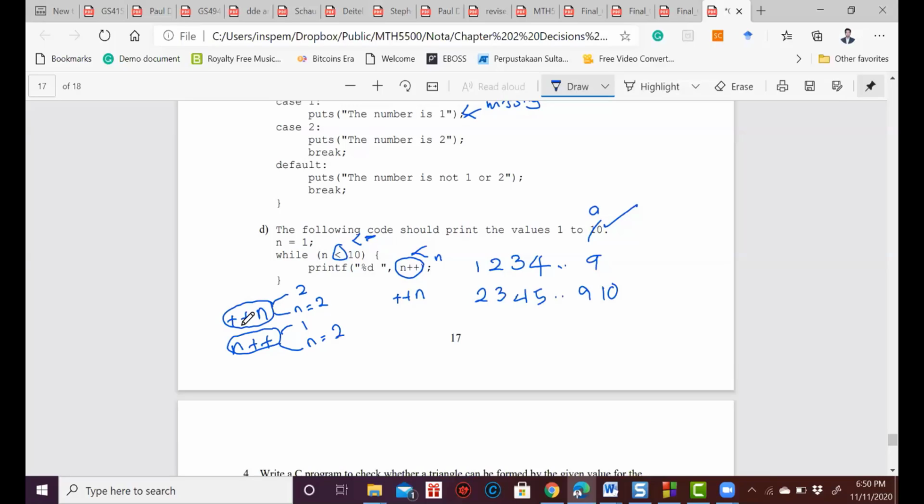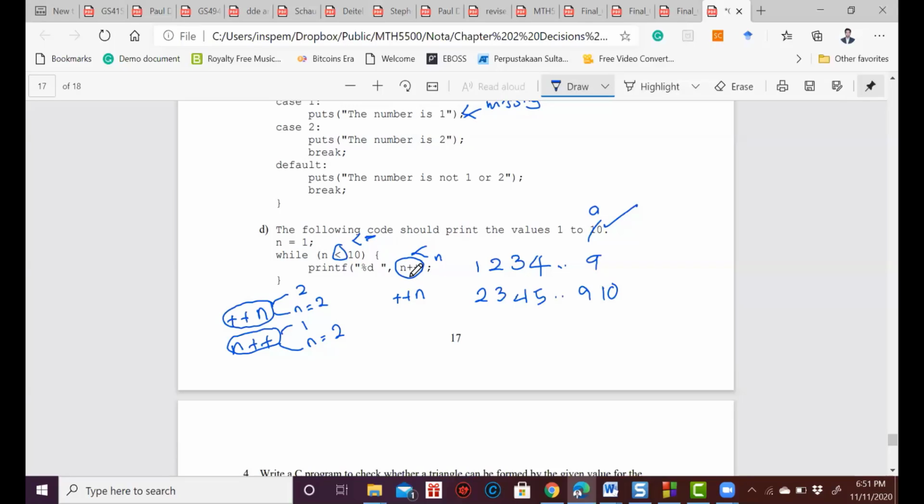Let me repeat. This one is postfix, so it is unchanged, remaining original. If prefix, then plus n becomes 2 because of prefix. This one is postfix, this one is prefix. Okay, I will recall this again and again, maybe in the exercise. So these are situations you need to consider. Plus n and n plus are different.